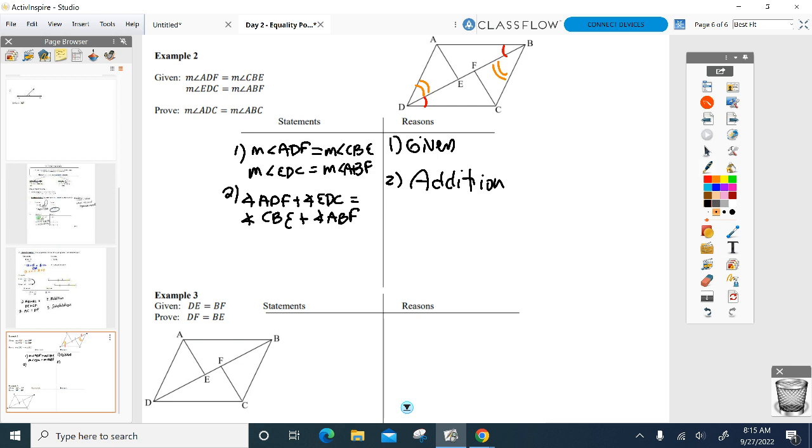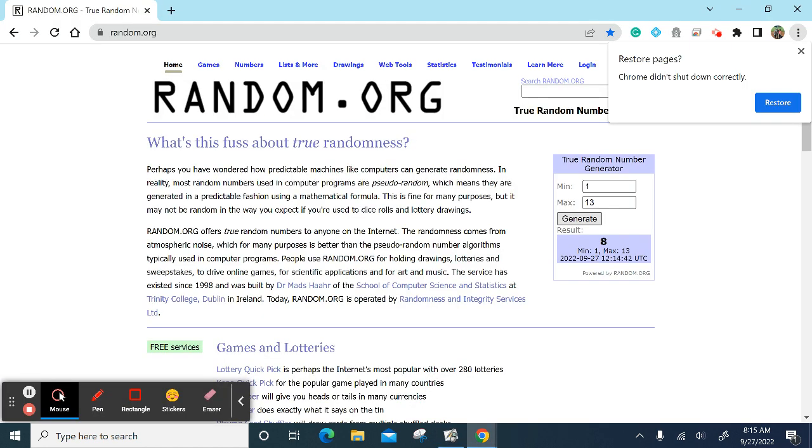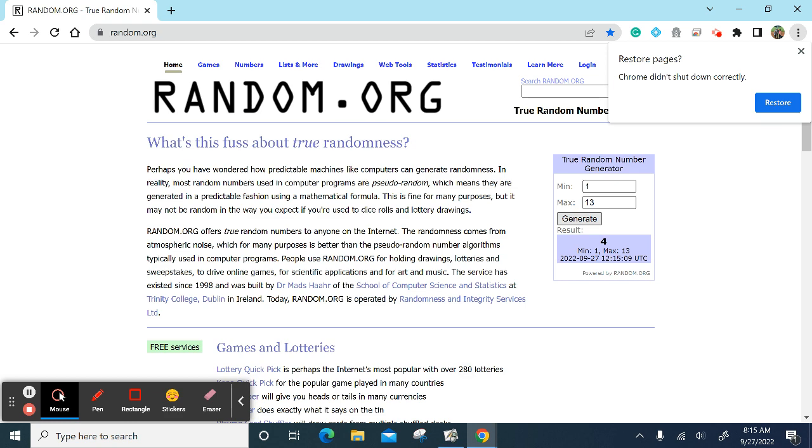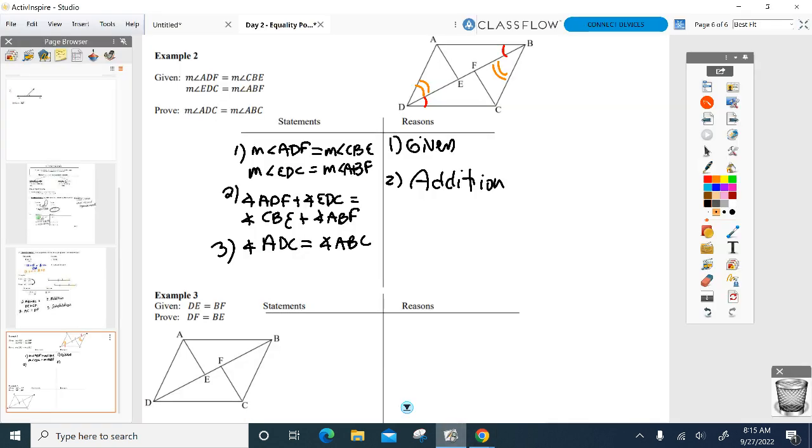Nope. But what can I put in place of ADF and EDC? If I add those two together, that's the same as for what angle? ADF plus EDC is the same as angle ADC. There you go. And ABC, not ABF, ABC. Yep. And what did I just do there to get those two angles? I substituted them in. Yep.